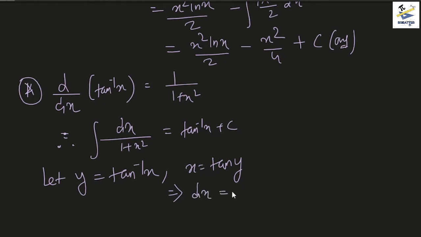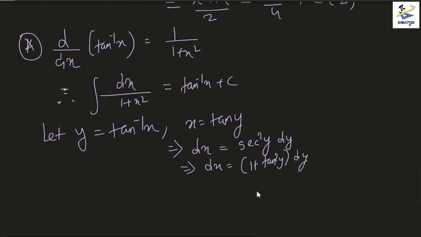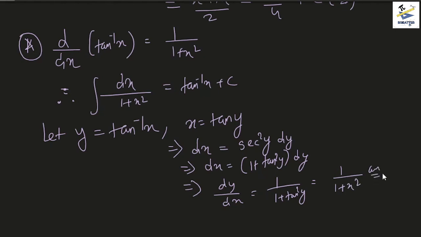So differentiating both sides, we get dx equals sec square y dy, and sec square y is just 1 plus tan square y, so dy by dx would be equal to 1 by 1 plus tan square y. But tan y is just x, so it is just 1 by 1 plus x square, right? So the derivative of tan inverse x, which is dy by dx, is 1 by 1 plus x square.